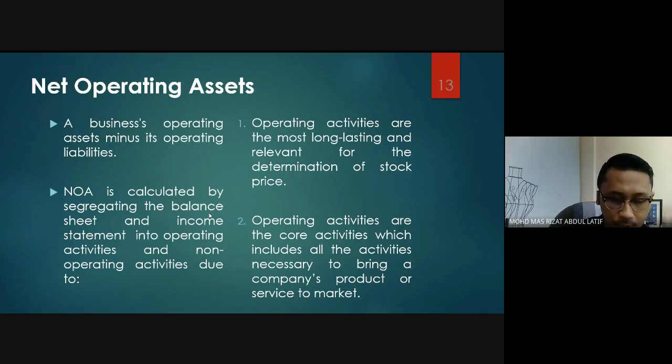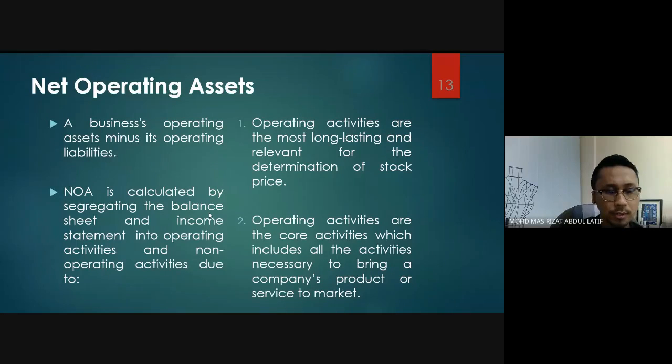So sama lah, cuma yang ini dia berkaitan dengan aset. Okay. So many analysts segregate the balance sheet and income statements into operating and non-operating components and compute a return on net operating asset, ataupun RNOA, as the summary measure of the performance. So this parsing of financial statements into operating and non-operating components follows from the view that operating activities are the most long-lasting and relevant for the determination of the stock price.